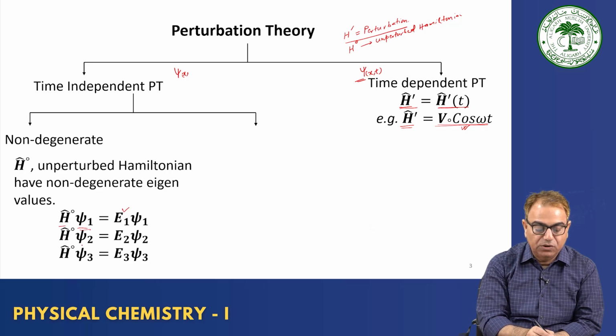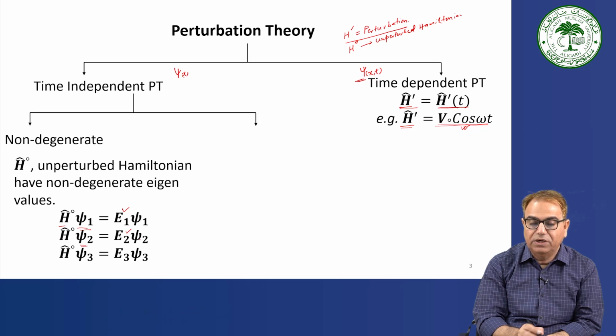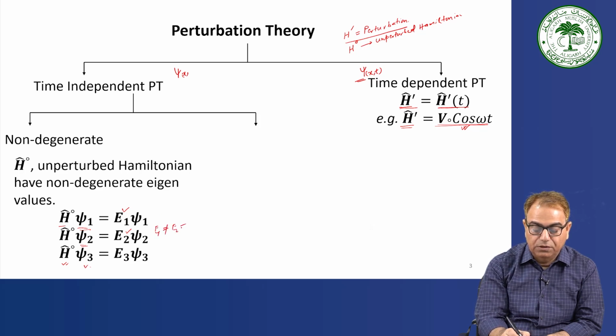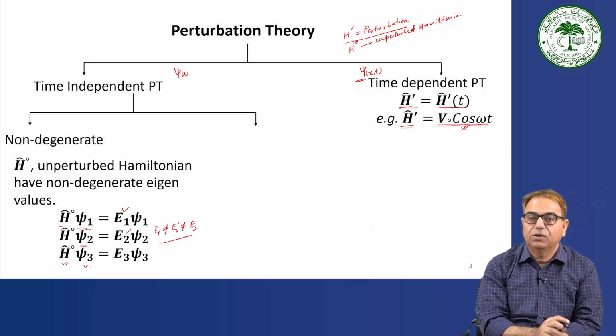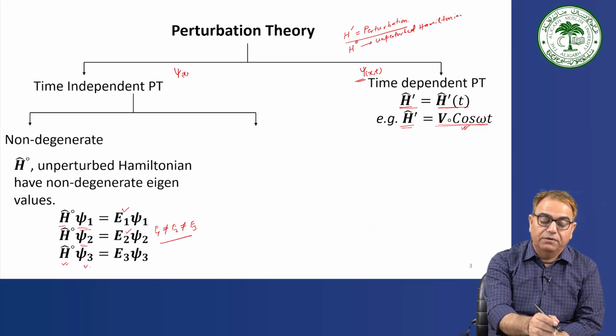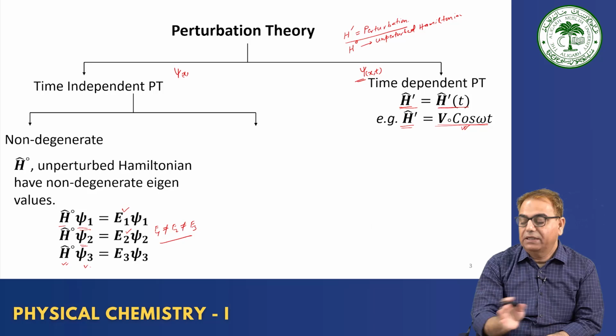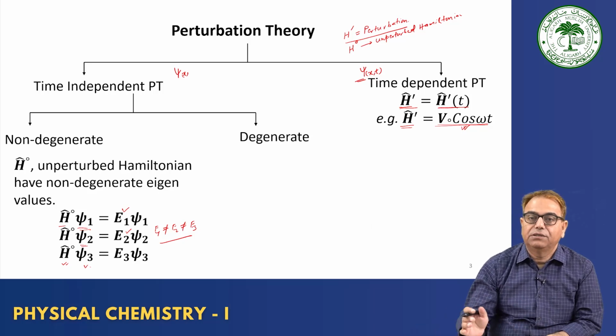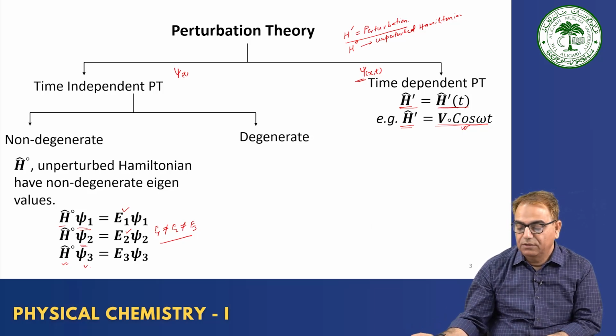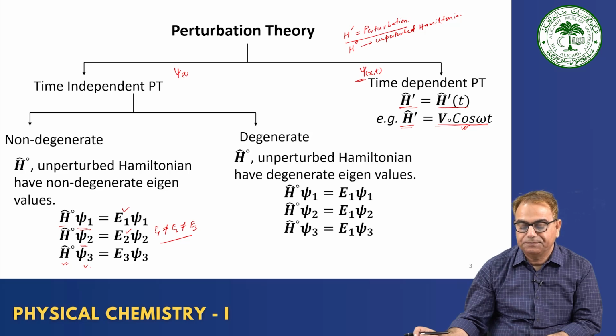If you operate with this Hamiltonian on psi 2, then you get E2 psi 2. If you operate on psi 3, then you get E3 psi 3. In every case, E1 is not equal to E2, is not equal to E3. So it's a non-degenerate system, energies are not equal. Dealing with such systems has one theory, and dealing with the other system, the degenerate system, has another theory. We cannot do the same thing in both cases.